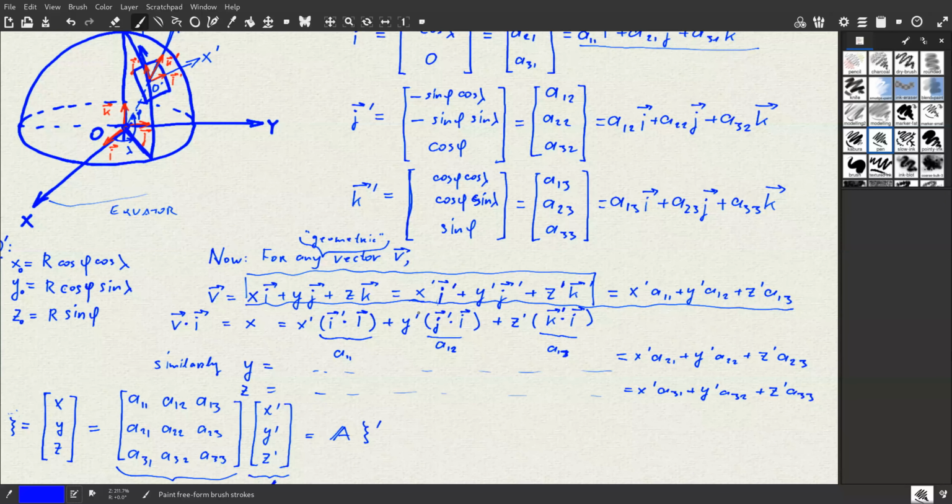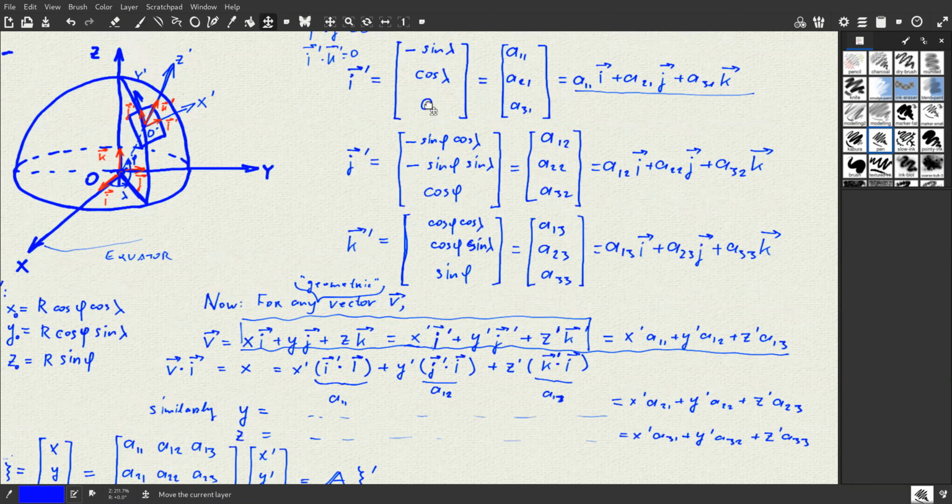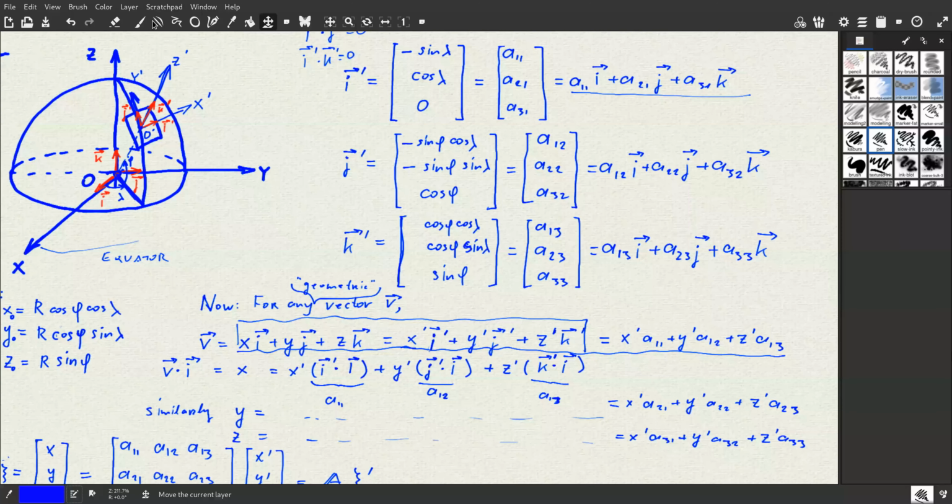What are these dot products? I prime I is easy to see from this equation that I prime I is A11. Okay, put A11 here. What is J prime I? J prime I is A12. Okay, we put A12 here. K prime I is, in a similar way, A13. Therefore, the expression for x on the left-hand side is x prime A11 plus y prime A12 plus z prime A13.